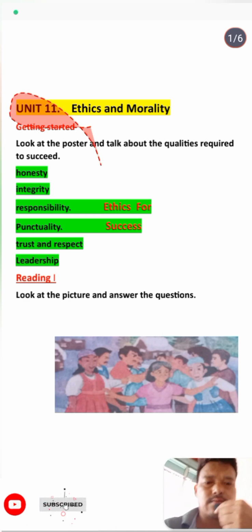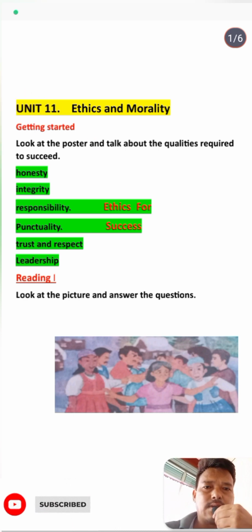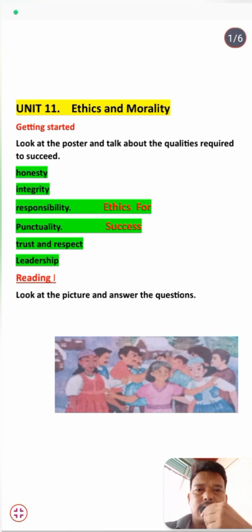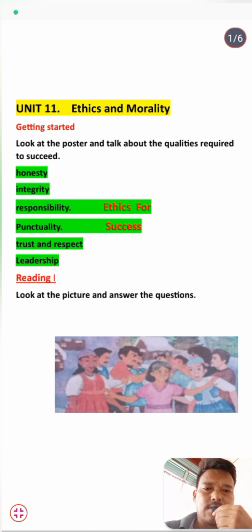Today, students, we are at unit number 11, Ethics and Morality, and we are going to discuss its text. Reading first text. Before the text, we have Getting Started. Look at the poster and talk about the qualities required to succeed.